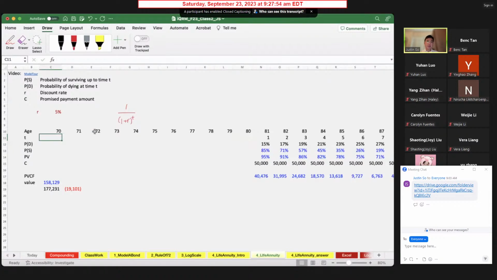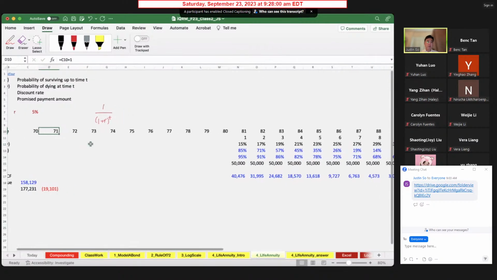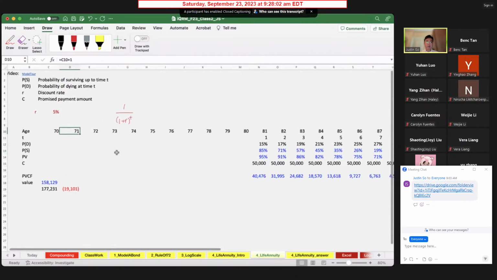Oh, sorry, I was right. Actually, we're not starting from 70 here. You're starting from 71. That's how we can calculate the present value. So we didn't need a 70, sorry. We're going to start actually at 71, the first starting point, like this, and then you're going to build it here.